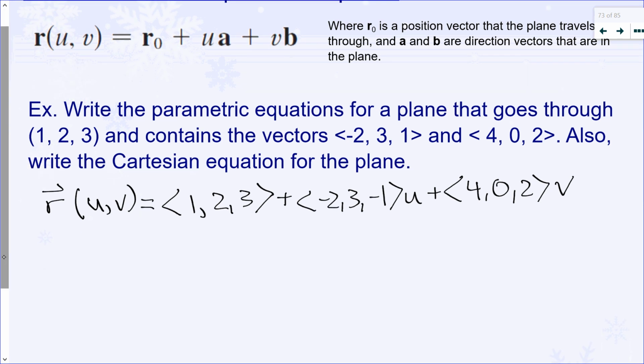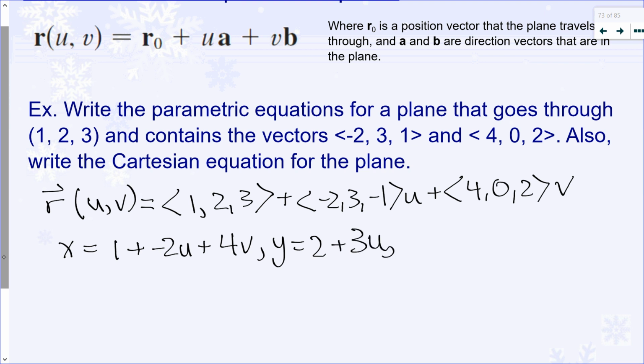If I wanted to write the parametric equations, so that's split up into x, y, and z, that would be x equals 1 plus negative 2u plus 4v. So just splitting it up in terms of your x, y, and z components. y would equal 2 plus 3u. And then z would equal 3 plus u plus 2v. So that's just breaking it down.